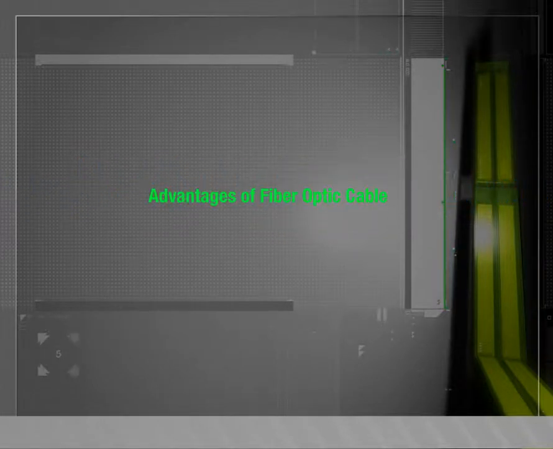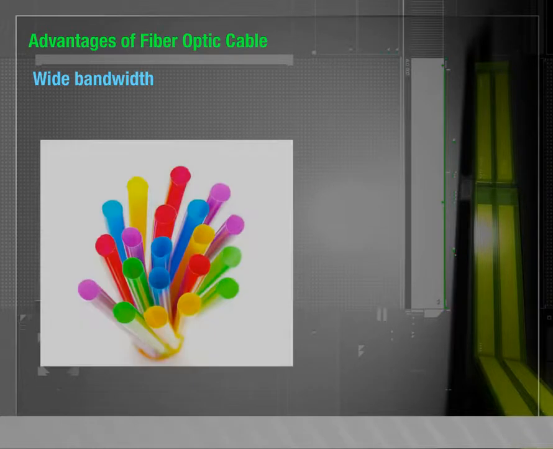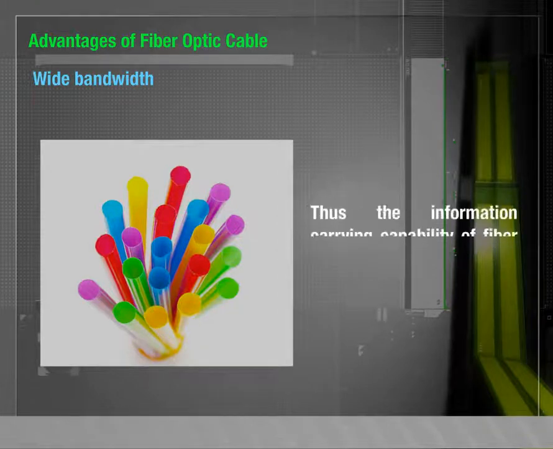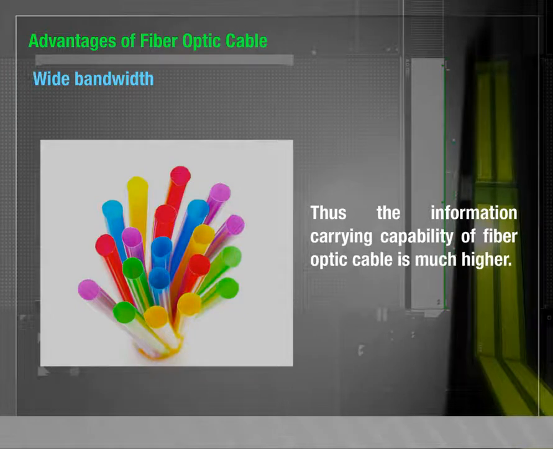Advantages of fiber optic cable: wide bandwidth. The light wave occupies the frequency range between 2 × 10^12 Hz to 3.7 × 10^12 Hz. Thus, the information carrying capability of fiber optic cable is much higher.